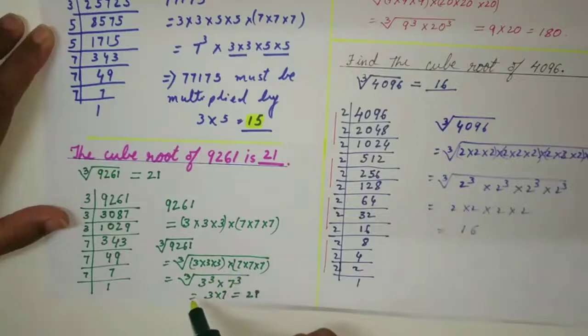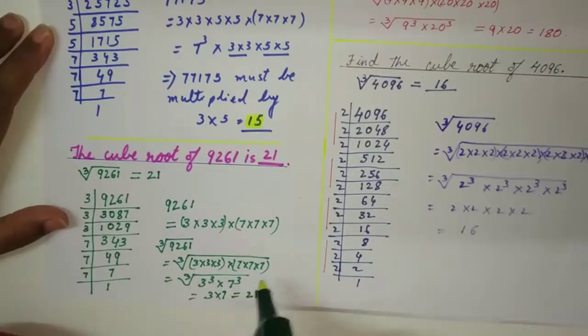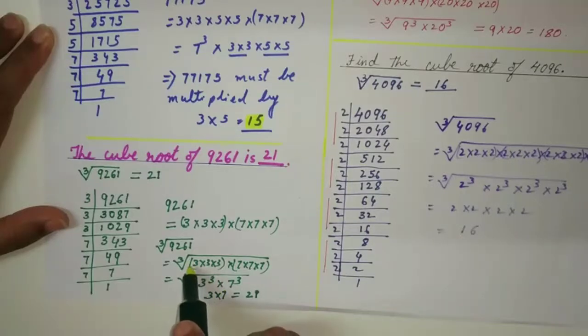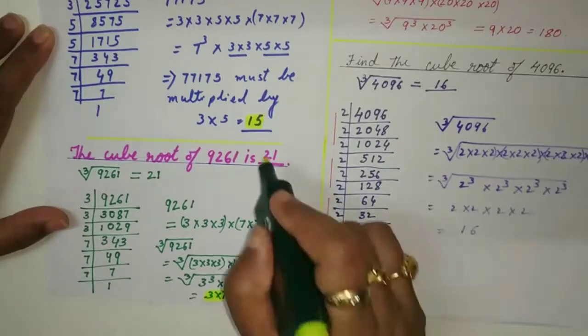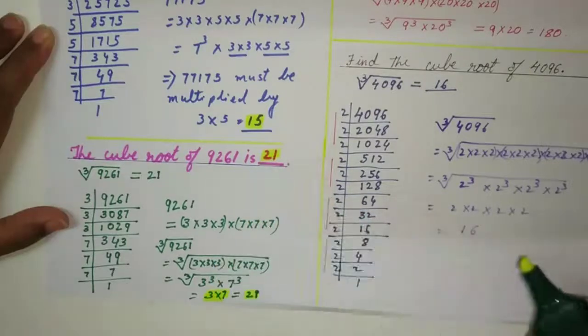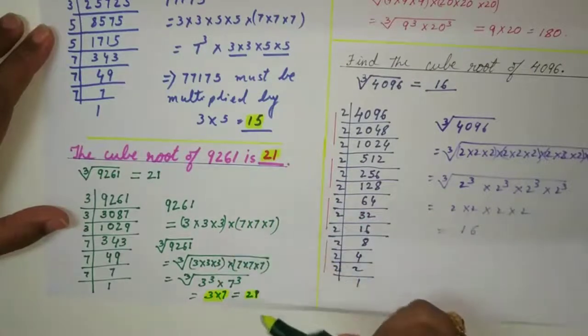If we go back to the exponent chapter, cube root means the entire part is raised to the power of 1 by 3. So 1 by 3 and 3 cancel, only 1 3 remains; 1 by 3 and this 3 cancel, only 1 7 remains. Or else for every 3 numbers, 1 has to be taken. So 3 into 3 into 3, only 1 3; 7 into 7 into 7, only 1 7. The answer is 21. So this is the cube root.